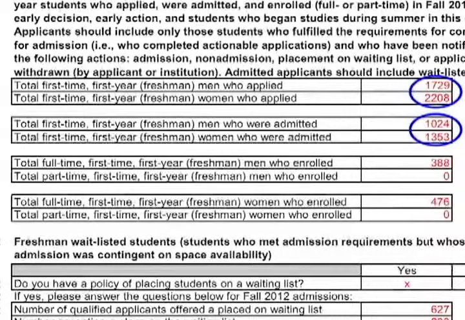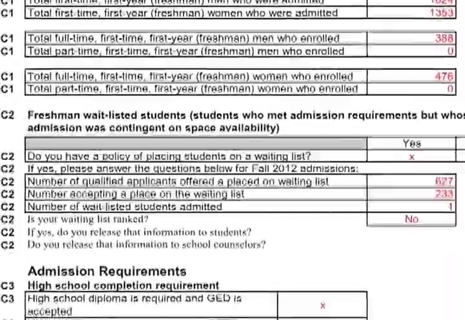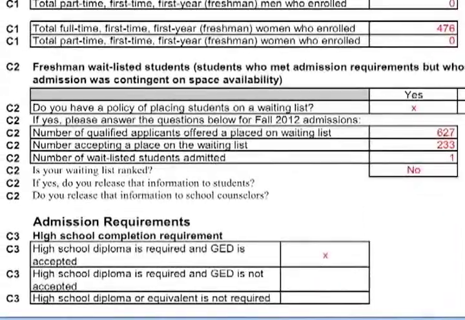You get a chance by looking at that. You can look at the number of men that applied, number of men that were admitted, the percentage of men that were admitted, the percentage of women that were admitted, percentage that enroll. All that data is there. It's very, very helpful.